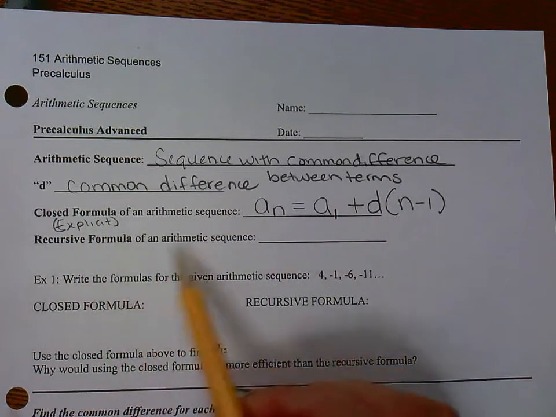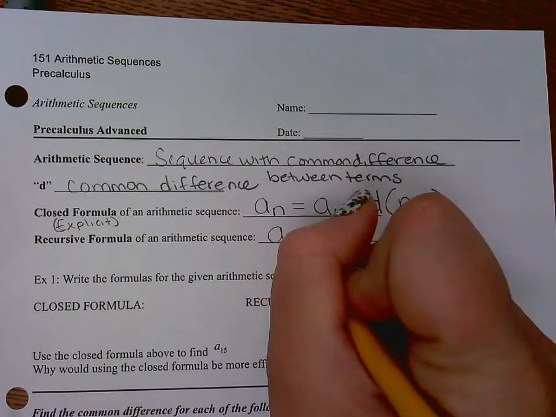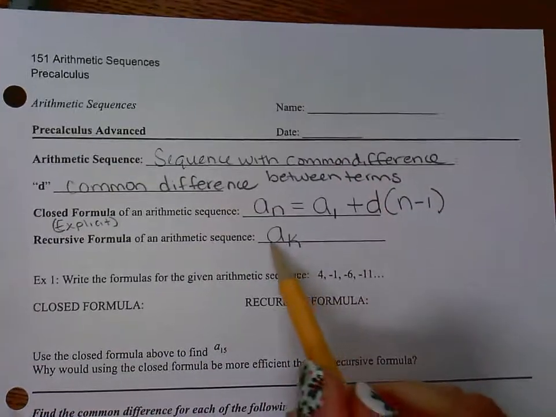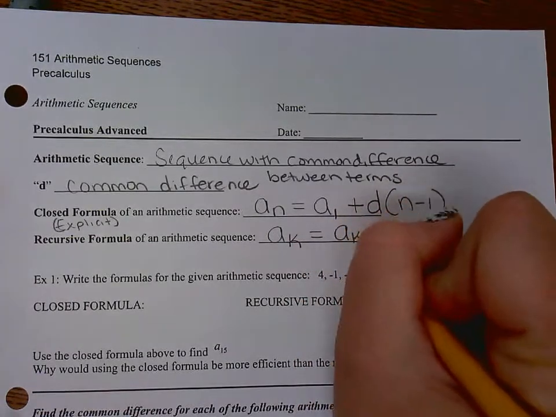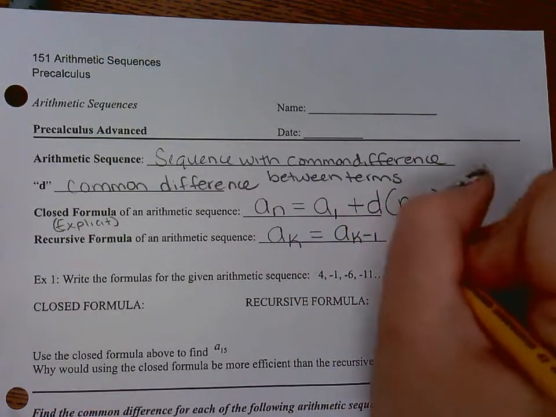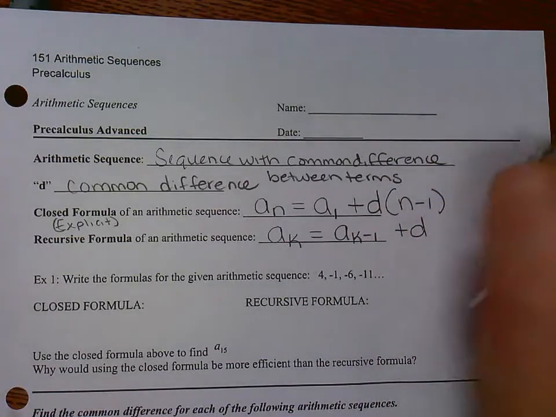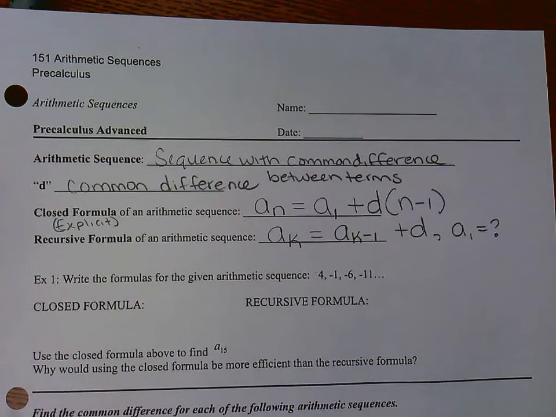So what about recursive? Recursive is like telling a story. A sub k equals the term that comes before it plus the common difference. And you also need to tell the person who's reading this what to start on. All right, so let's do an example so that you can see how both of these formulas look.